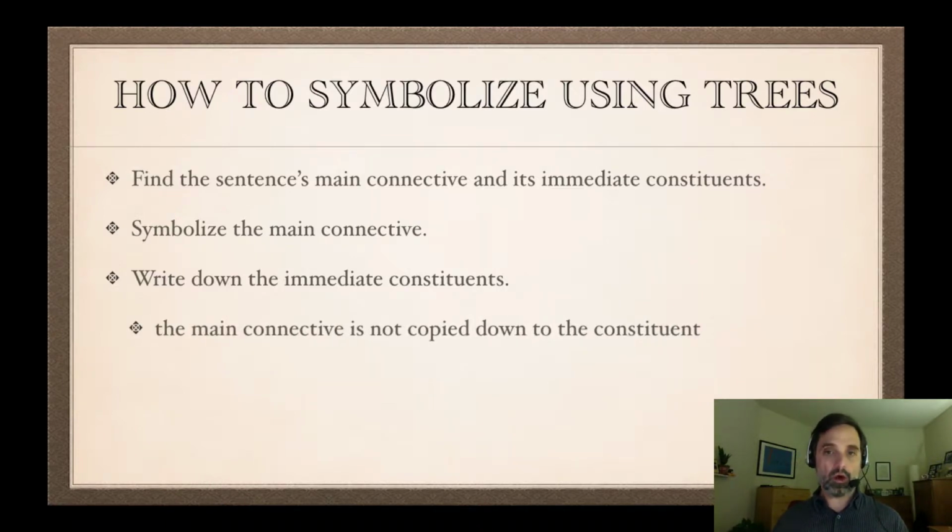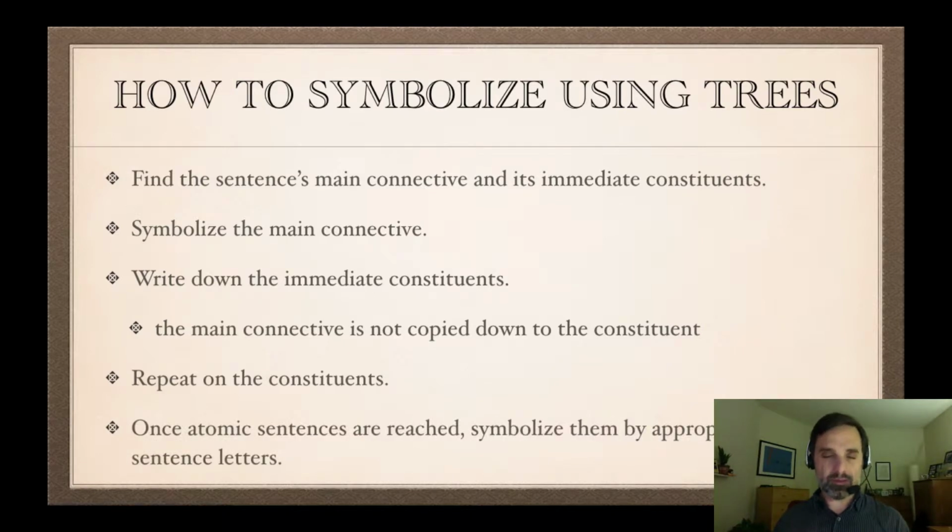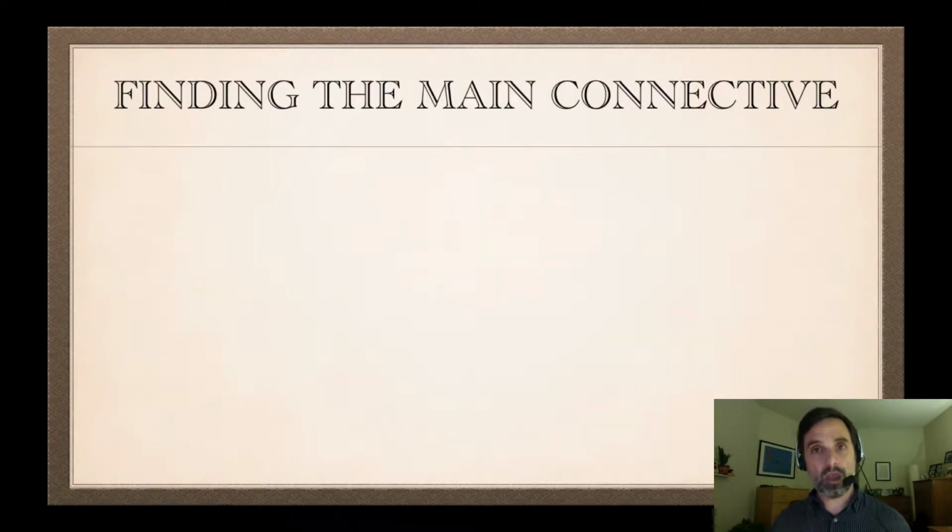And then we don't copy down the main connective because that gets symbolized. And then we symbolize the constituents. We don't symbolize the entire constituents. We symbolize the main connective of each of the constituents and write down the constituents in the next boxes, and we repeat this process until we get down to the atomic sentences. Those get symbolized by sentence letters. The point of this is that you aren't trying to symbolize the entire sentence at once. You're only symbolizing one thing at a time, and that reduces the amount of things you have to figure out, and so it makes it easier. So the key thing you need to do is to be able to find the main connective.